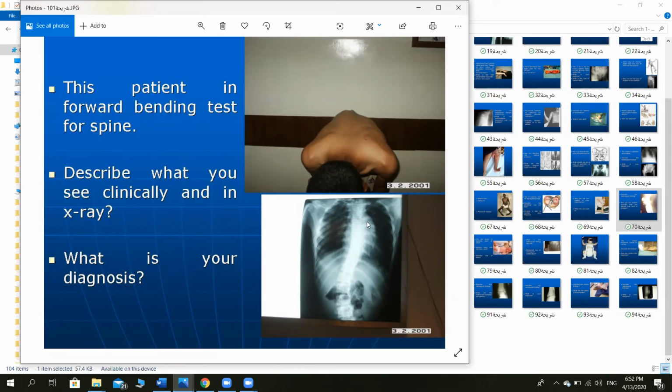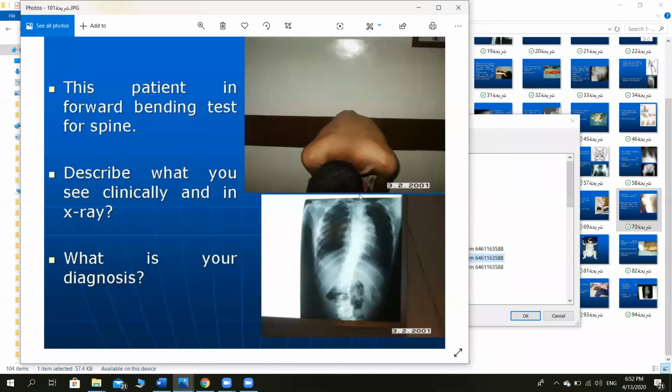In clinical examination, if we ask the patient to bend forward, the deformity becomes more clear, and we can differentiate the postural from the structural type of scoliosis by the bending test. If it is postural, it will disappear. If it is structural, it will become more clear.